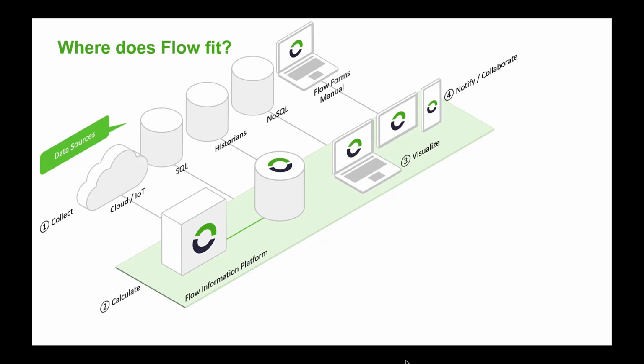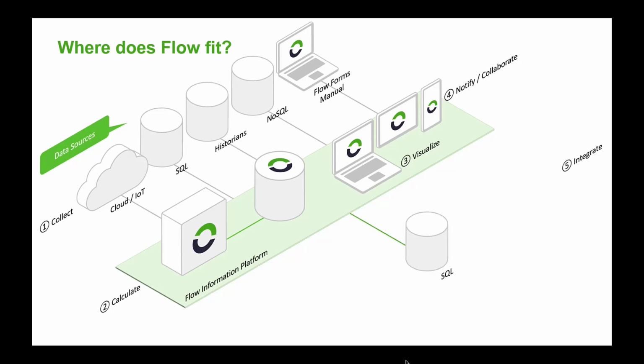Okay, and then our last component is what we call our integration. This allows us to share the Flow information, the same information, the single version of the truth that's been presented on the visualization layer and the notification and collaboration layer. That same information can be shared out to other systems, to other machines.